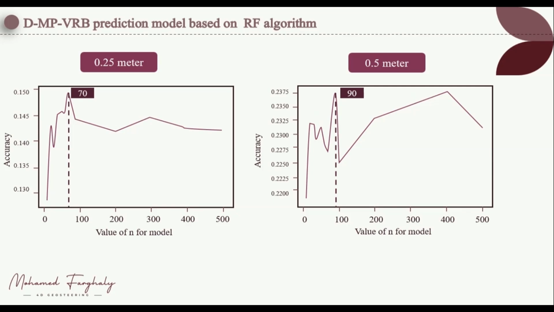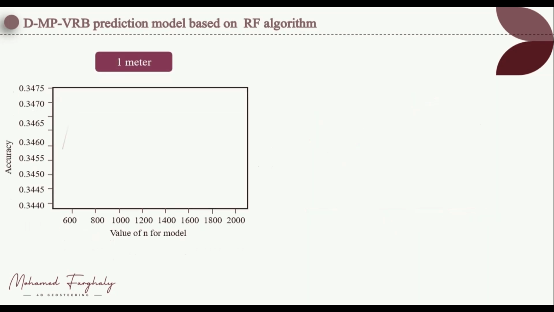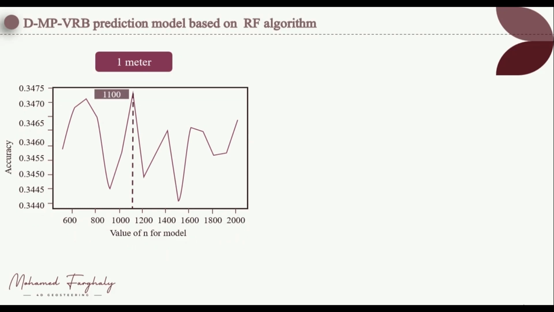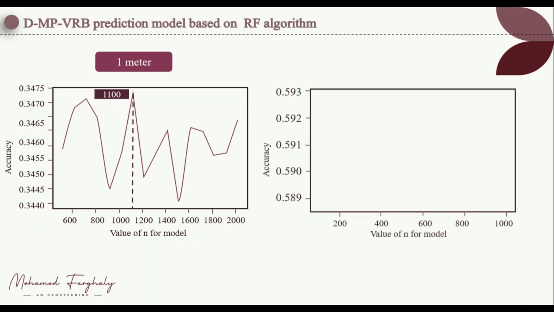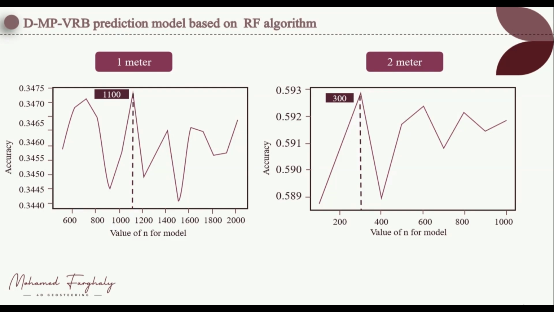For the category with a step size of 1 meter, a fine search over n estimators values from 500 to 2000 in steps of 100 results in an optimal value of 1,100. Lastly, for the category with a step size of 2 meters, a fine search over n estimators values from 100 to 1000 in steps of 100 yields an optimal value of 300. This systematic approach ensures that the n estimators parameter is finely tuned for each target category.